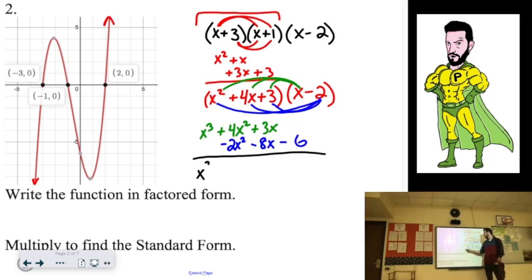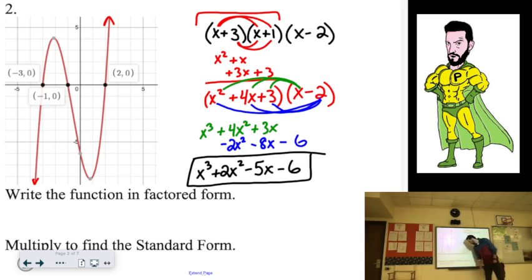X cubed. 4x squared minus 2x squared is 2x squared. 3x minus 8x is negative 5x. And we'll bring down our negative 6. So this would be our final polynomial equation. Whew! Alright, we're feeling a little easier now.